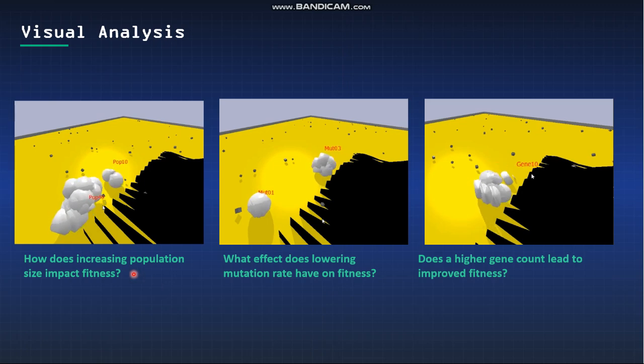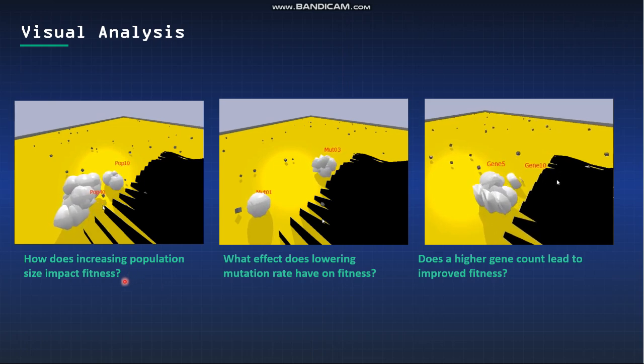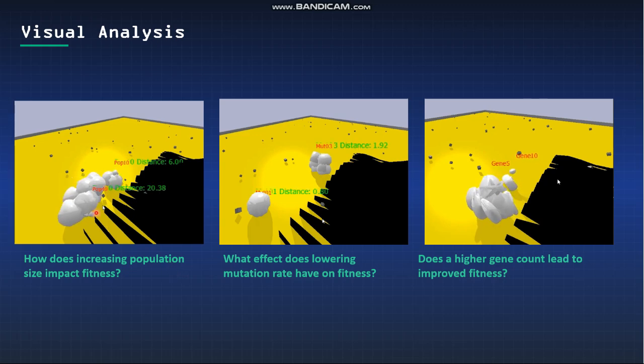This slide presents a visual analysis of our experiments in a simulated environment. Each video corresponds to one of the key questions we are investigating. In the first video, we compare population size. Population 40 is larger and moves more actively than population 10, which explains its higher fitness.